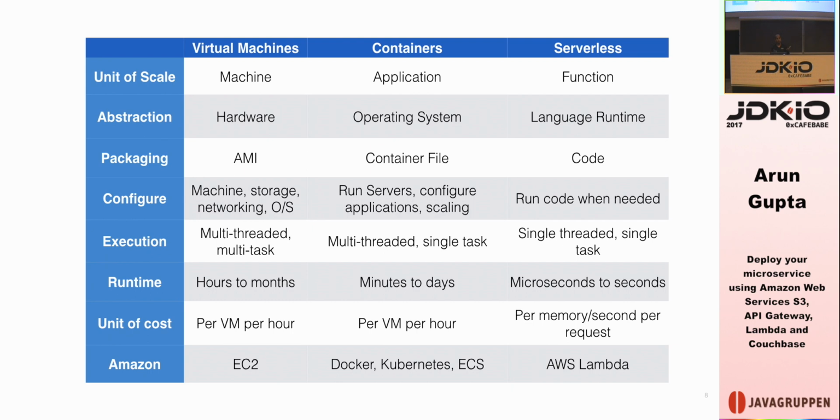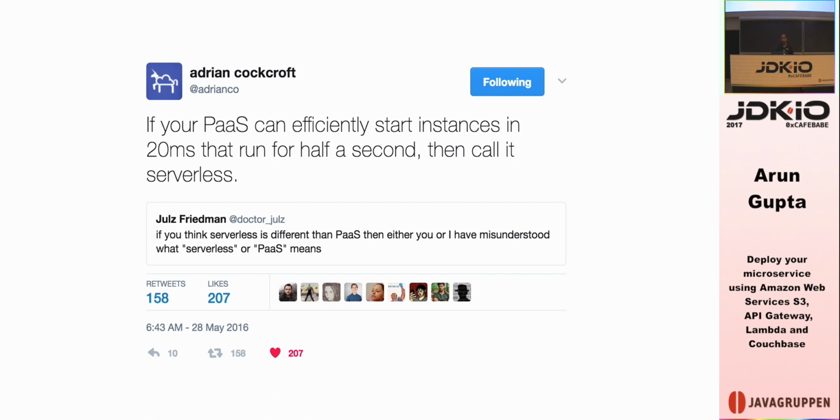And last but not the least, in terms of Amazon, what are the stack that is being offered, or rather AWS? There is, of course, EC2. And then in containers, you can have Docker, Kubernetes, ECS, DCOS, a whole variety of orchestration systems. And then in terms of serverless, there is AWS Lambda. Just kind of a good comparison of the three programming paradigms, so to say.